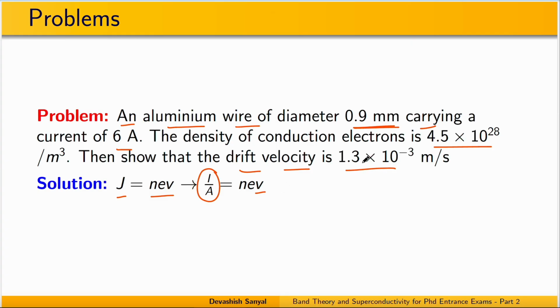I think this is the wrong answer because I calculated by assuming this is the radius, so the answer will be different. You can find out what the drift velocity is.